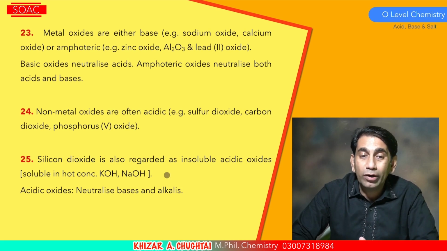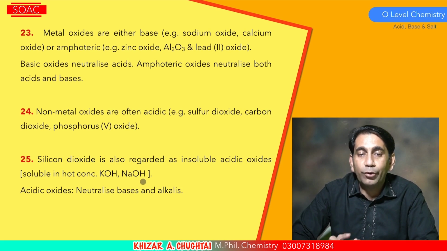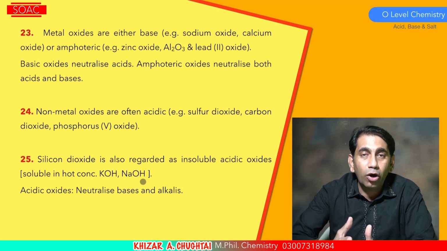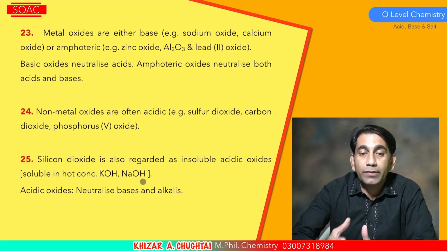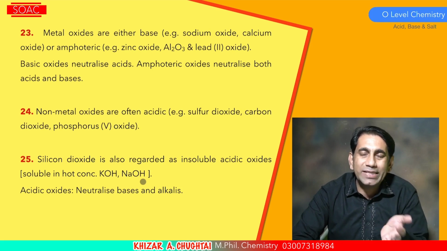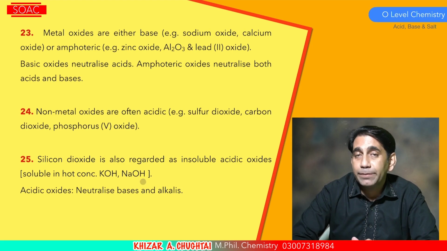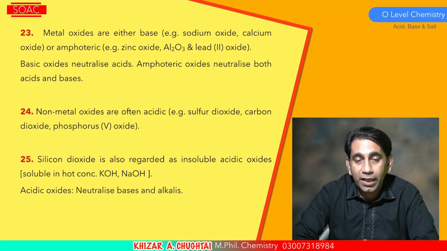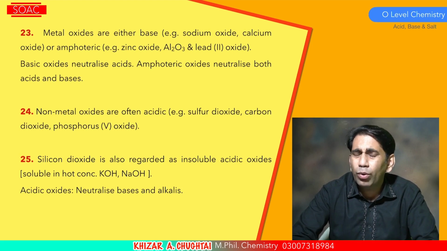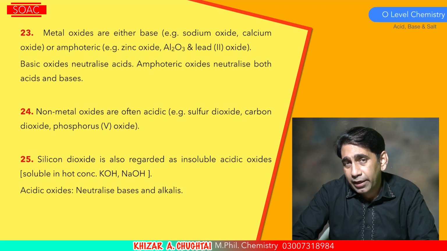It reacts with concentrated hot sodium hydroxide or potassium hydroxide. I mean, silicon dioxide reacts with hot concentrated alkalis. Strong alkalis are required to react with silicon dioxide, but silicon dioxide is basically showing the acidic nature, or it is said to be an acidic oxide. And you know, all acidic oxides neutralize the bases and alkalis.